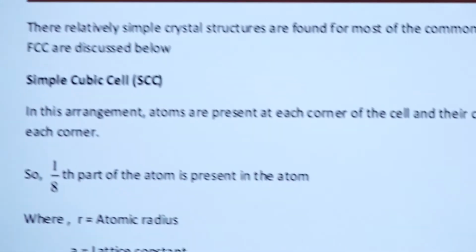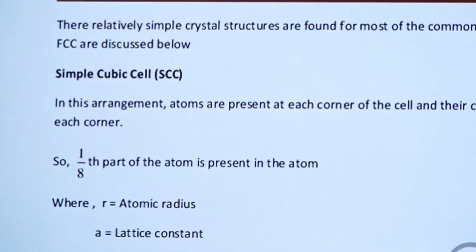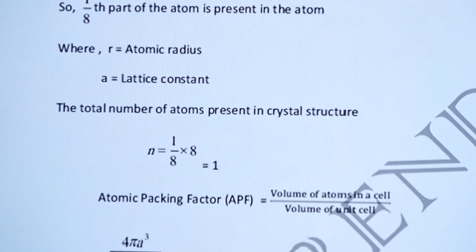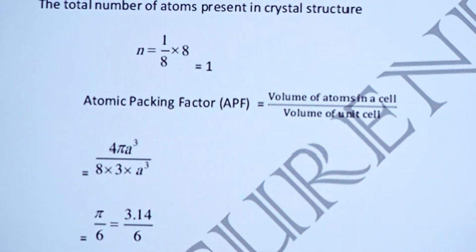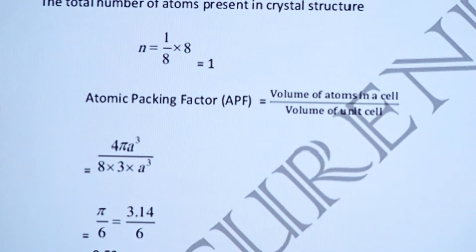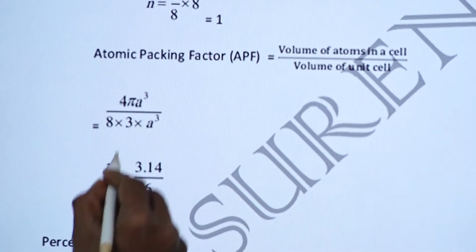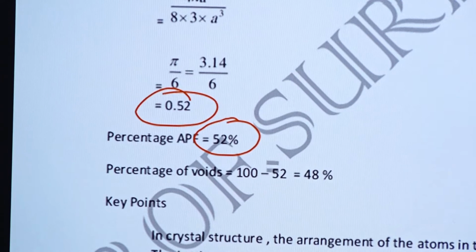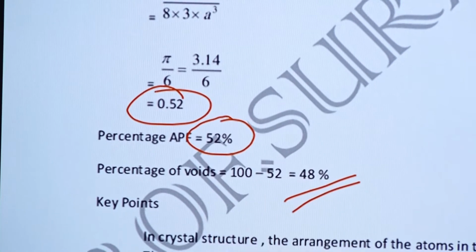So we have the simple cubic cell. In simple cubic, each corner atom is shared, so 1/8 of the atom belongs to the cell. The total number of atoms present in the simple cubic structure is 1. The atomic packing factor is the volume of atoms in the cell to the total volume of the unit cell. When you calculate, you get 0.52, which is 52 percent. To calculate the void, it is 100 minus the percentage of the atomic packing factor, which is 48 percent.